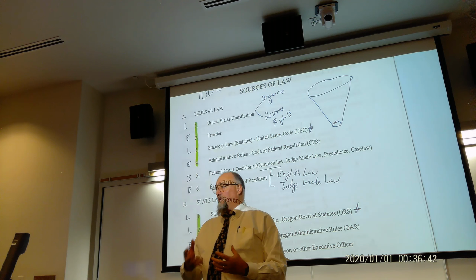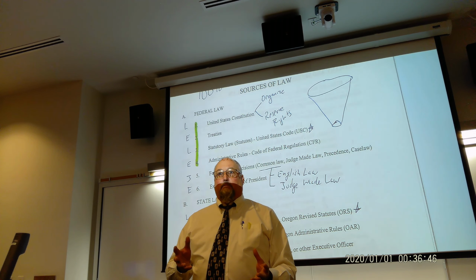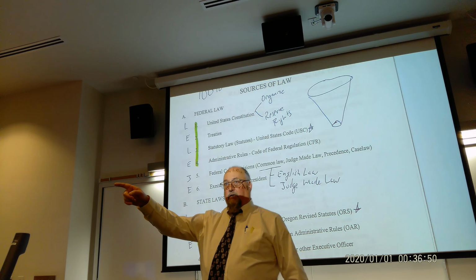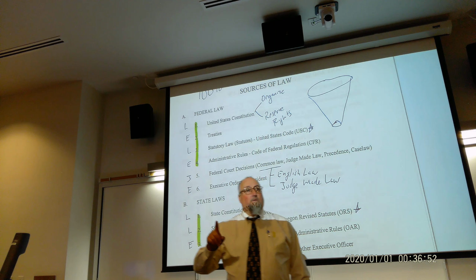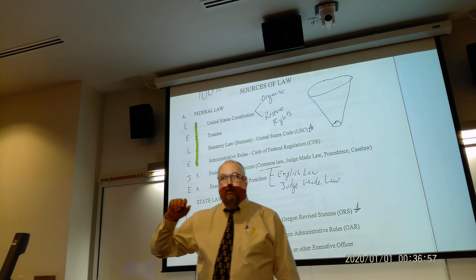Now, the highest level of precedent, of course, is from what court? Federal. Which court in the federal system? The Supreme Court, correct. So the U.S. Supreme Court is the highest level court we have, and we're going to get into courts more next class.